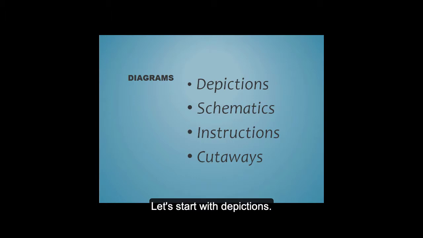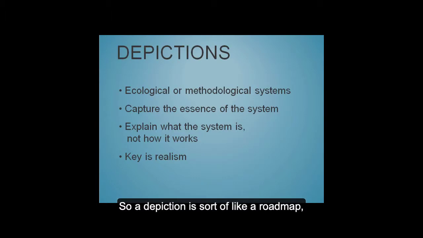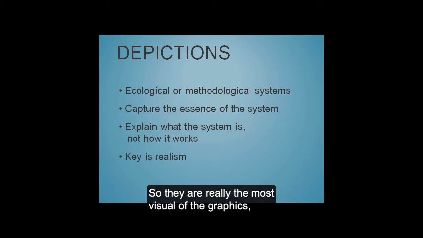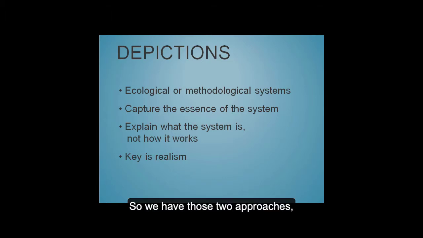Let's start with depictions. A depiction is sort of like a road map, except that it depicts an ecological or a methodological system. They are really the most visual of the graphics, and it's key to capture the essence of the system while not getting bogged down by the details. So we have those two approaches, the systematic and the heuristic.